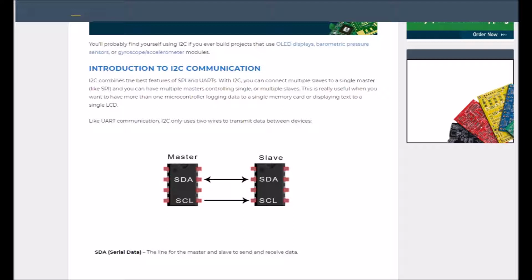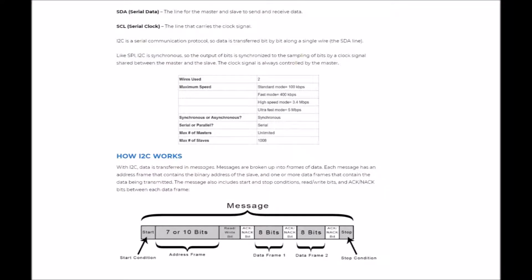Like UART communication, I2C only uses two wires to transmit data between devices. SDA, serial data, the line for the master and slave to send and receive data. And SCL, which is serial clock, the line that carries the clock signal.